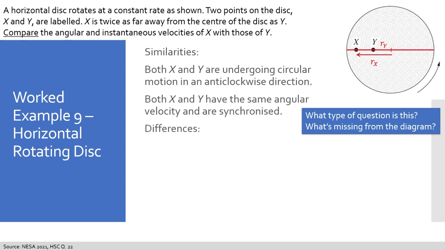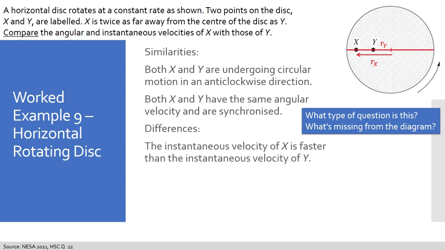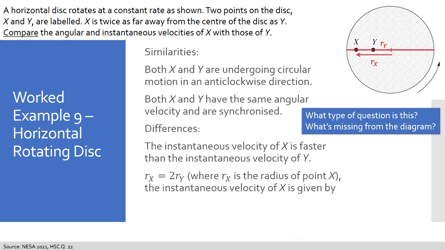Well, what are some differences when we're comparing? Don't just stop with similarities, although in our common vernacular we have a difference between comparing and contrasting. In an HSC question, we want to make sure that we compare similarities and contrast the differences. The instantaneous velocity of X is faster than the instantaneous velocity of Y because, of course, it's farther out from the centre. And Rx, the radius, is twice the radius of Y, as shown in the diagram, given in the question.